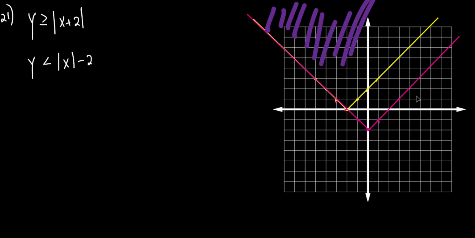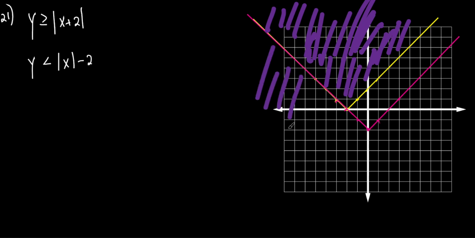Whoops, what do I just do? I know what I did. Let's do that. There we go. Let's try this again. All right, so it's everything shaded here. That's greater than the first one and everything less than this. So everything's shaded like this.